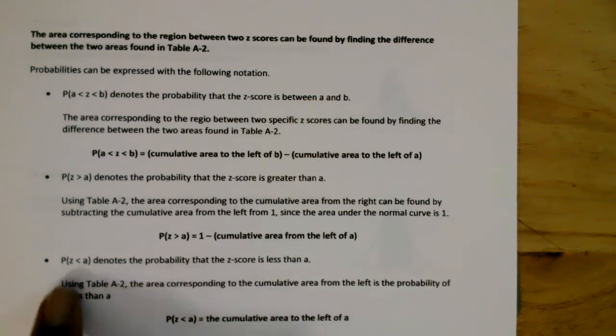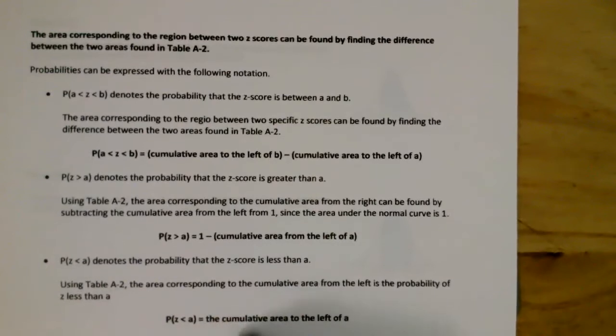And the probability that Z is less than A is automatically going to be the cumulative area to the left of A. Reason for that is because the table does say cumulative area from the left. That's the one we want. And less than A means the area to the left of that.